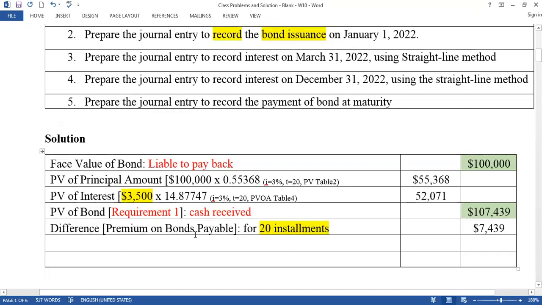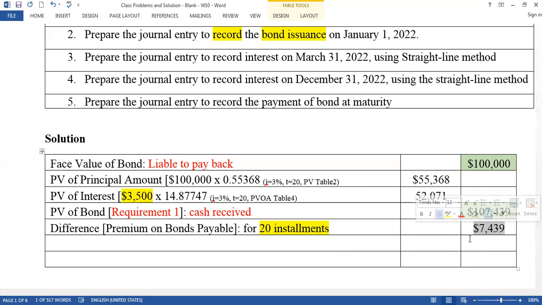And this additional amount, the premium, is the money we no need to pay. We are liable to pay $100,000, but we receive more money. So this more money we no need to pay, right? So this is one kind of gain. What is the meaning of gain here? Here it means that your interest expense is going to decrease, right? So this money you no need to pay means it is one kind of gain.